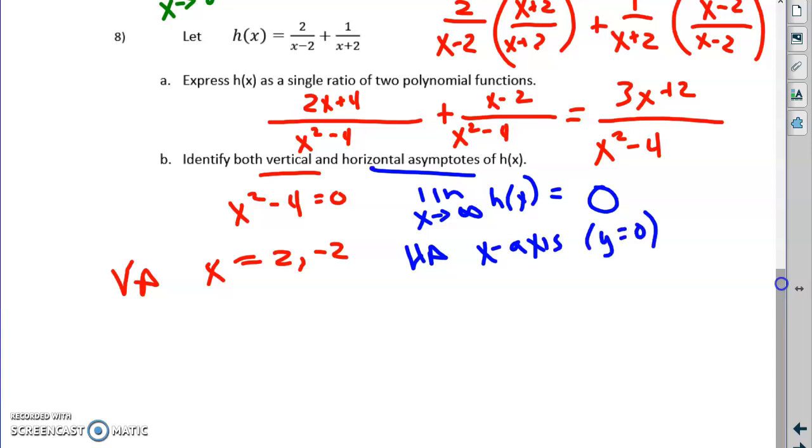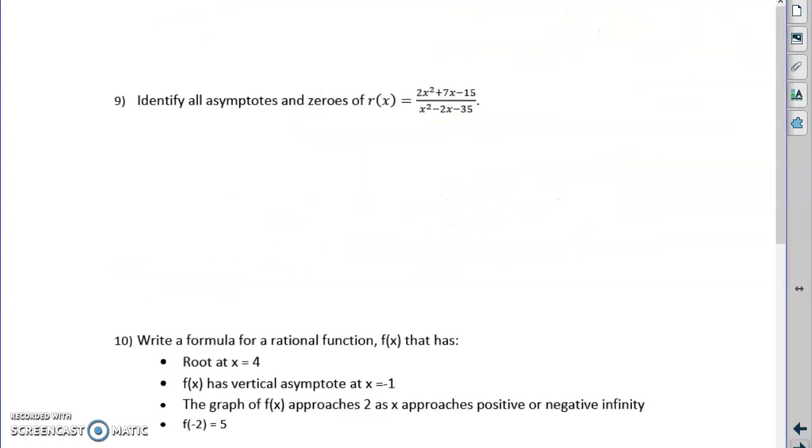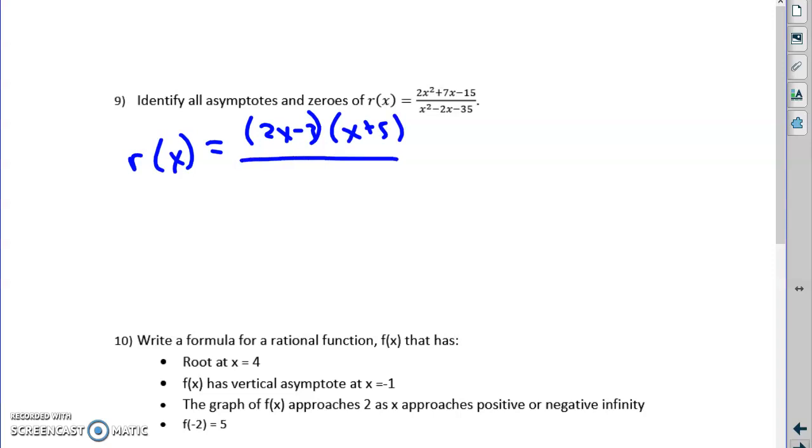All right, looks like we can probably get in one more question. Then we'll have to finish up maybe on another recording. Identify all asymptotes and zeros. Oh, we might be able to go quick. So what do we got? We got r of x equals. We got to do some factoring. Top factors to 2x minus 3, x plus 5. Bottom factors to, sorry, that's a 3. Bottom factors to x minus 7, x plus 5.